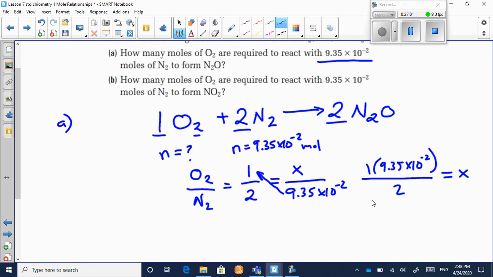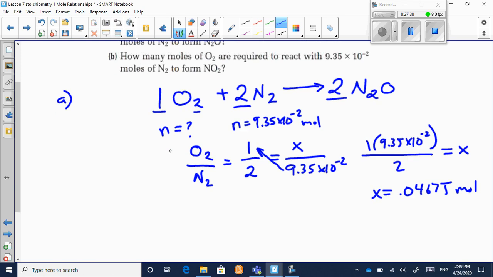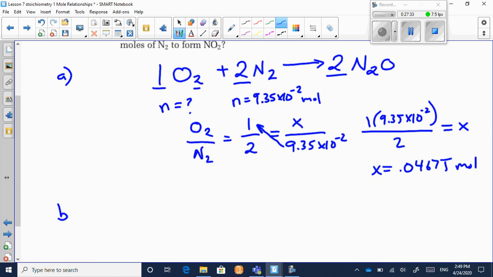So really, my answer is just 9.35 times 10 to the negative 2 divided by 2. And my calculator says x is equal to 0.04675 moles, which is just half, obviously, of the 9.35. And a lot of you might have said that to begin with. You said, well, if it's a 1:2 ratio, I need half that amount of the O2. And you were right. Okay, let's do one more here, and that is this one.